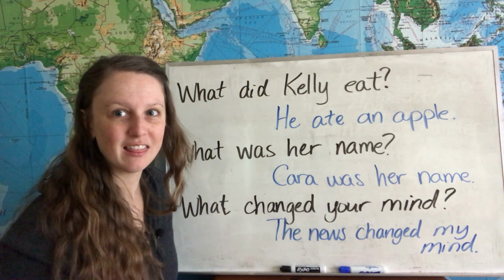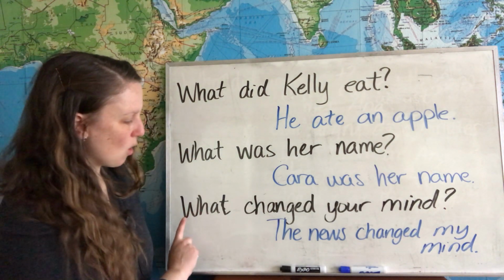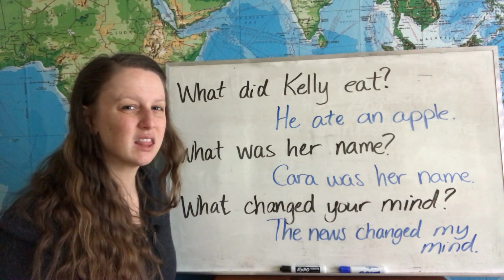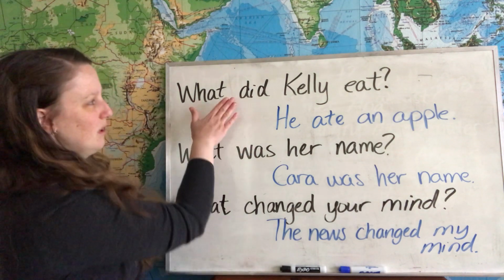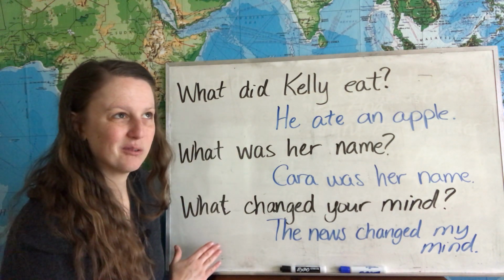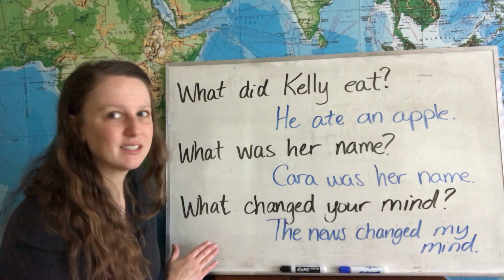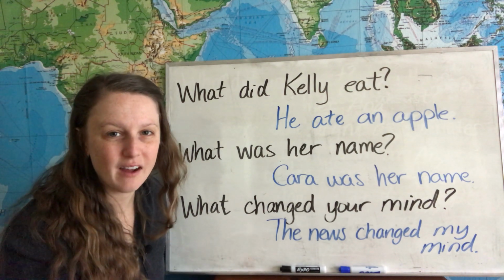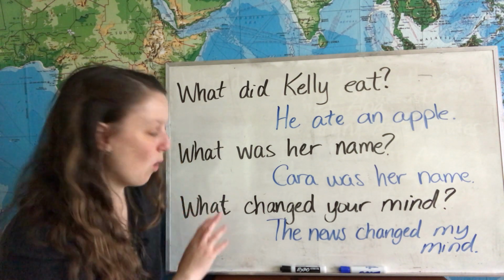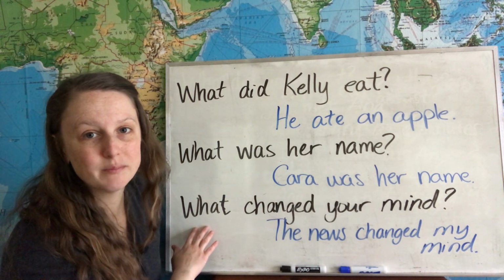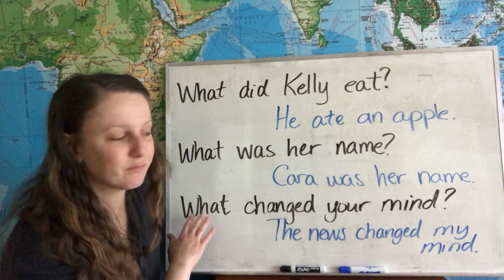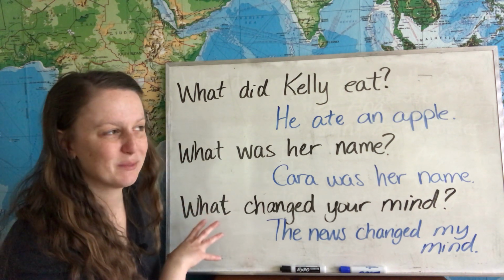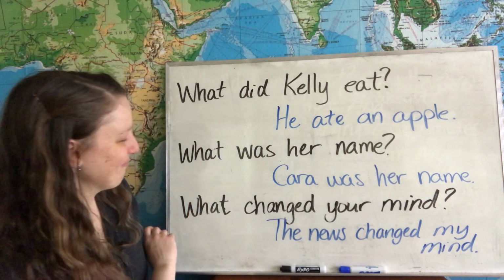All right, let's look at our last question. What changed your mind? Now this question looks a little bit different. We don't have did in this question, even though it's a simple past question. And this is why we have to figure out if the what is the subject or object of the question. So let's figure it out for this one, and then I'll explain the grammar a little bit.